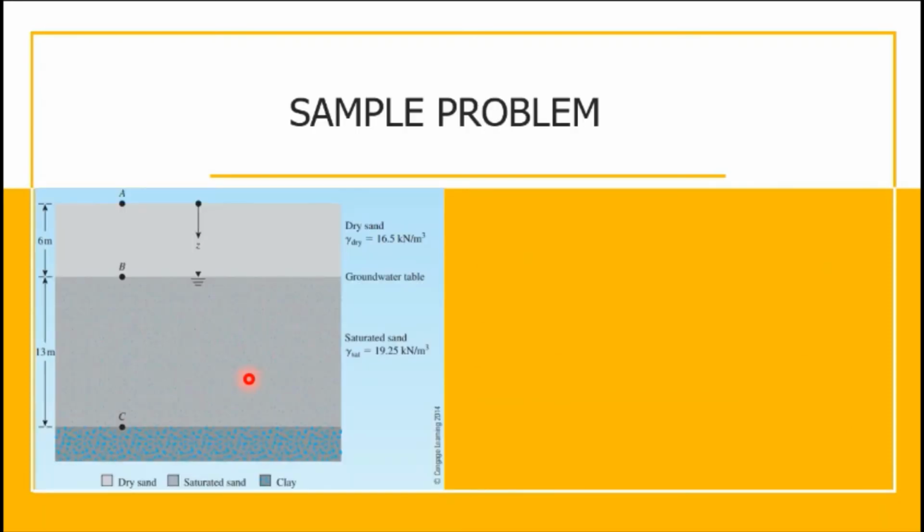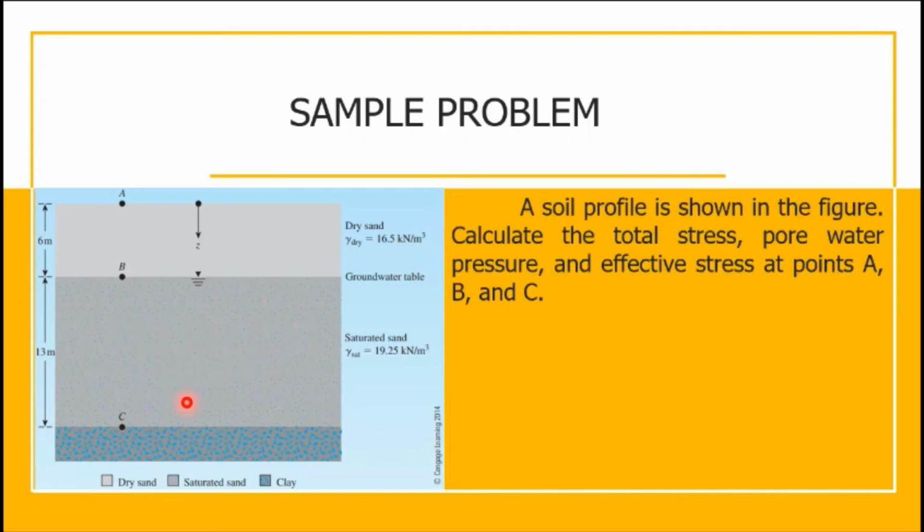In order for us to understand more, let us look at this sample problem. In this sample problem, there are 3 points, and this is a dry sand first layer. There is a groundwater table, and definitely because this is below the groundwater table, this is already a saturated layer. And then we are to calculate the total stress, water pressure or the neutral stress, and effective stress at points A, B, and C.